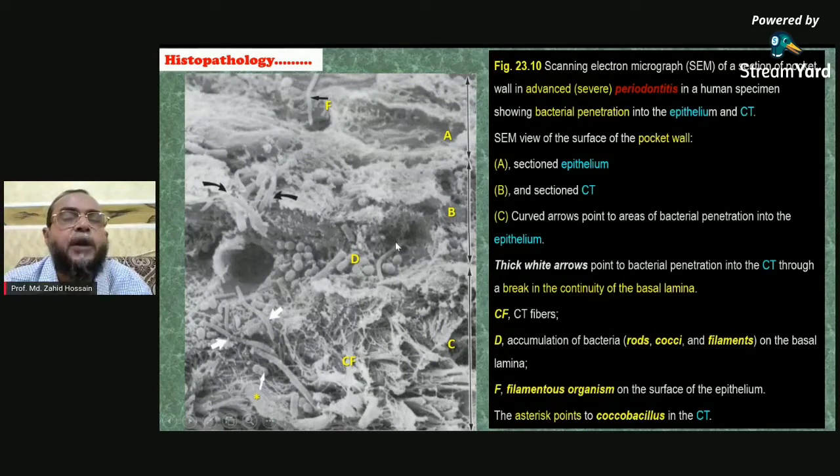Maybe this is spirochetes. This is a rod. This is maybe spirochete. Okay. So different types of bacteria you will find: rods, coccus, and filamentous bacteria. Filamentous bacteria have a tail or appendage. We call it fimbriae, flagella, different types of appendages.